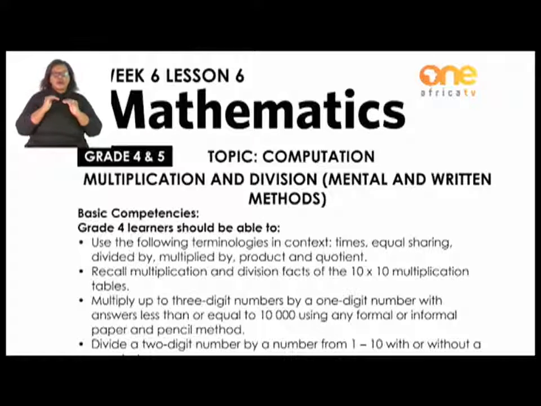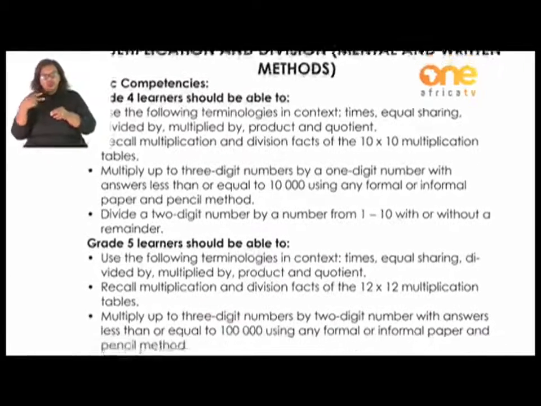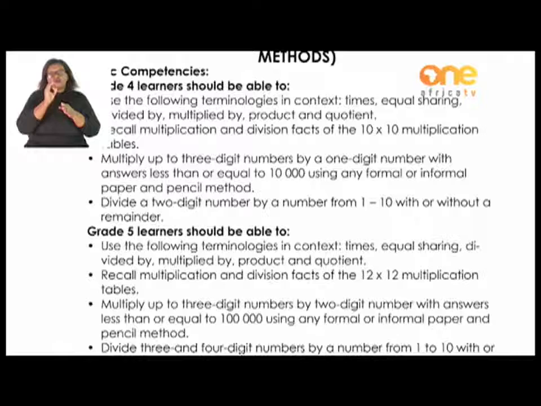Second competency: the learner should recall multiplication and division facts of the 10 times 10 multiplication tables. Number 3: the learner should multiply up to 3-digit numbers by a 1-digit number with an answer less than or equal to 10,000 using any formal or informal paper and pencil method. Number 4: the learner should divide a 2-digit number by a number from 1 up to 10 with or without a remainder.